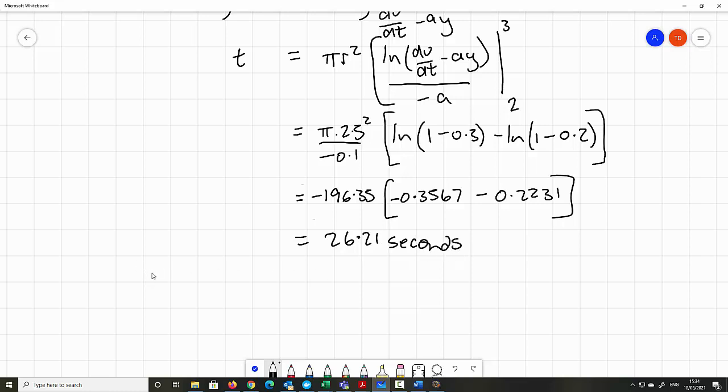As a sanity check, let's imagine there was no water flowing out. We've got water coming in at 1 cubic meter per second, and we've got pi r squared, which is equal to 19.63. If we take 1 meter depth, because we've gone from 2 to 3 meters, that's going to be 19.63 cubic meters. So if water wasn't flowing out, it would take 19.6 seconds, and if water is flowing out, it takes 26.21 seconds, and that seems quite reasonable. So our sanity check says that we can be confident in our answer.